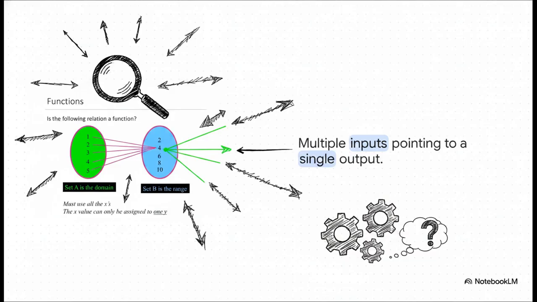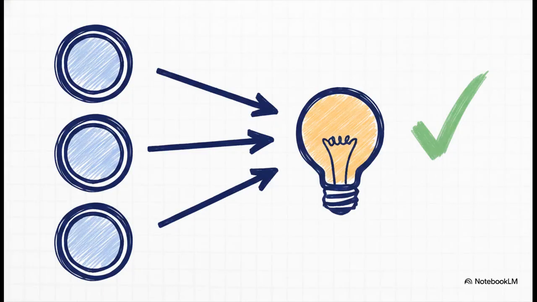Is this a function? The answer is yes, it absolutely is a function. I know, it might look a little weird at first glance, but remember the golden rule. The x value, the input, can only be assigned to one y value. The number 1 only goes to 4. The number 2 only goes to 4. None of the inputs are firing two arrows at once. Sharing an output is perfectly fine.